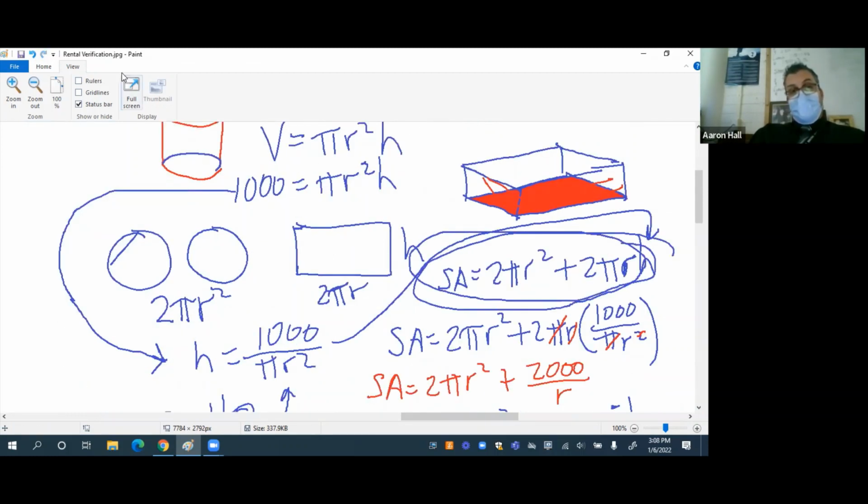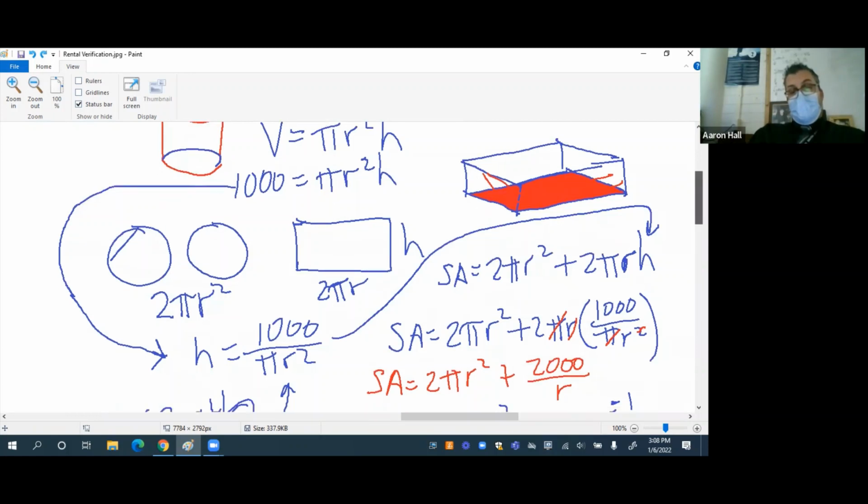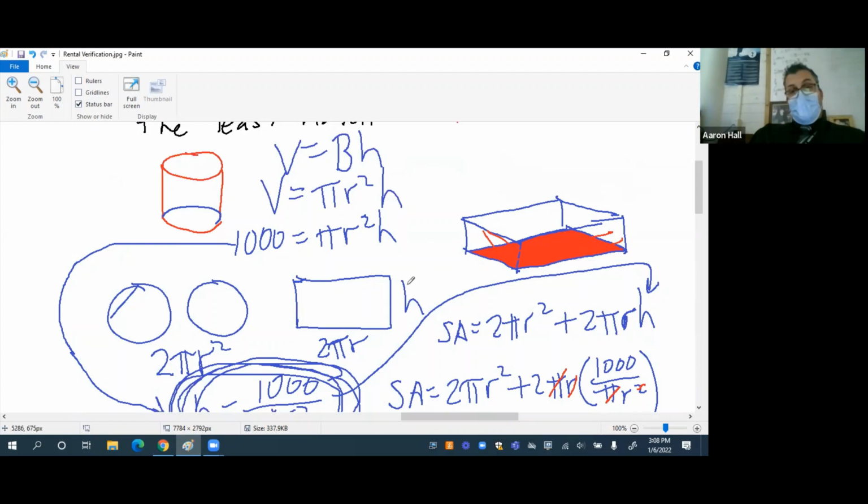So that was like the 2 circles on the top and bottom. And then you have to find what the height was. You have to do substitution to find it. Where did this come from? That was from the 1000 equals 5 squared H, which is our volume, right? That was from the volume equation.